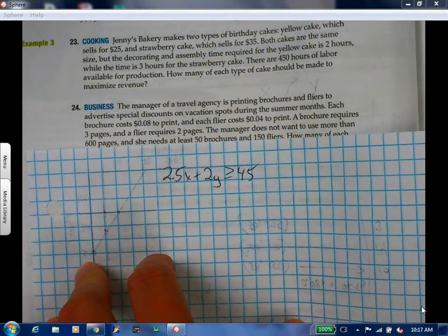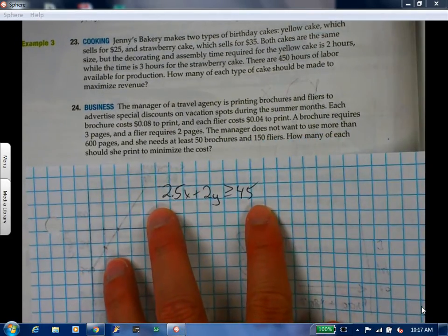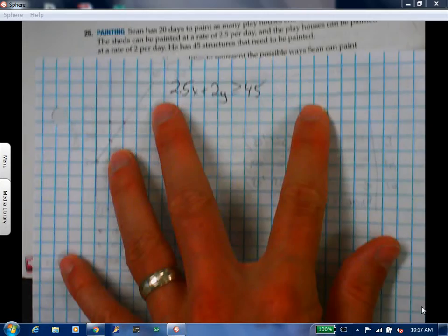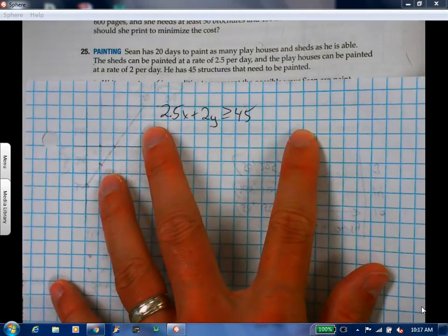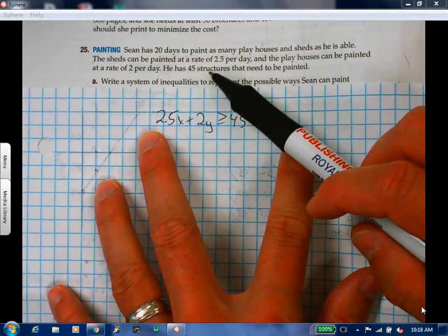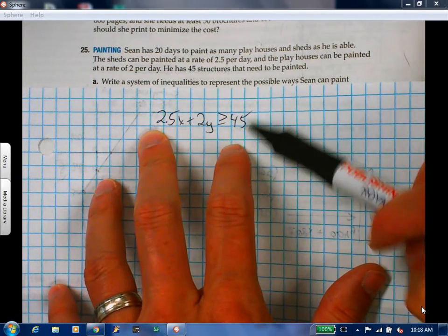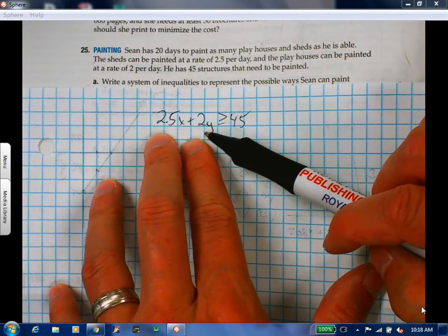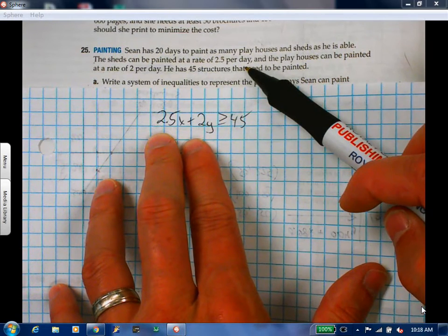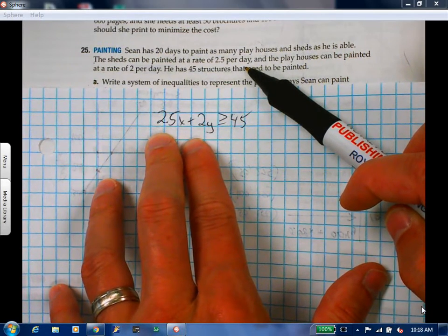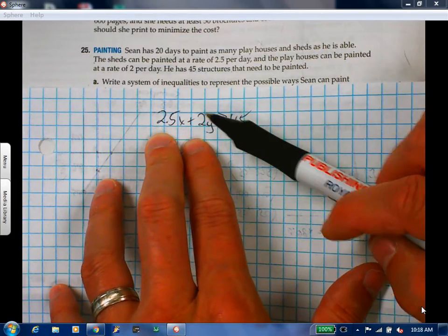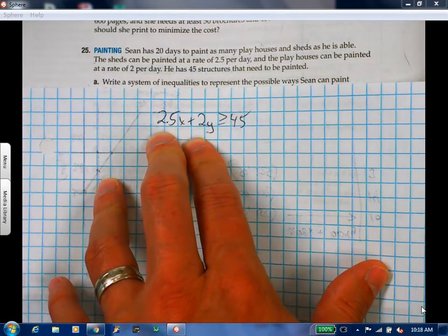So the 45, what's the label on the 45? 45 what? Structures. Okay, so 45 represents the number of structures. 2.5 and 2, the label on that is days. So the 2.5 and 2 are days, they're not structures. So that tells you that 2.5 and the 2 should not go with the 45.